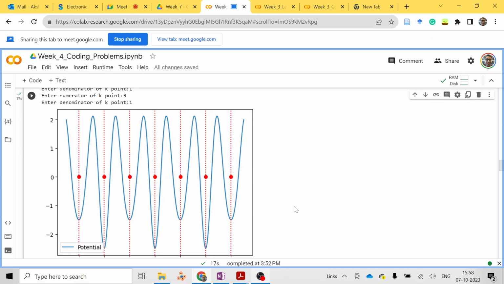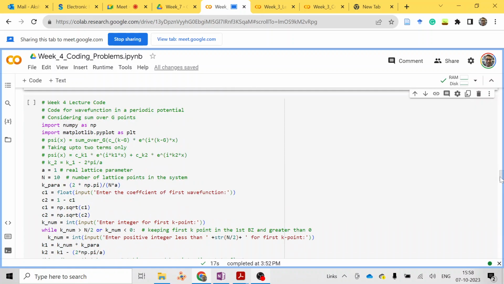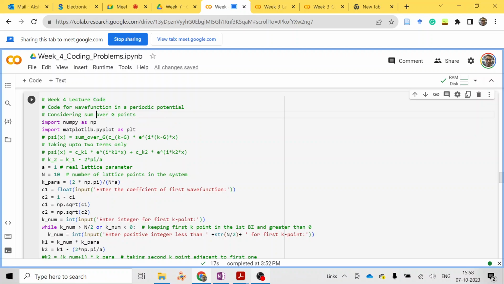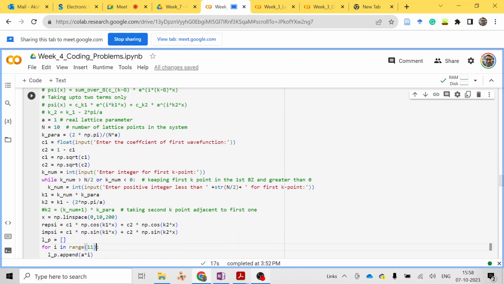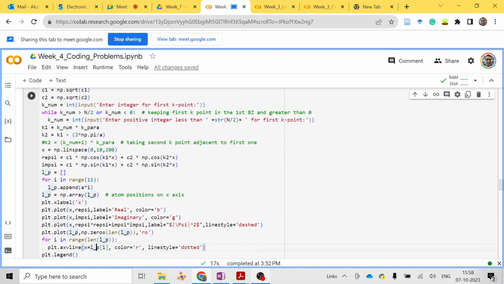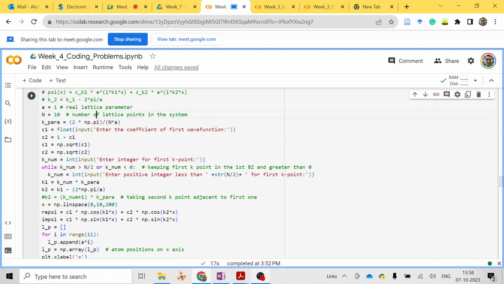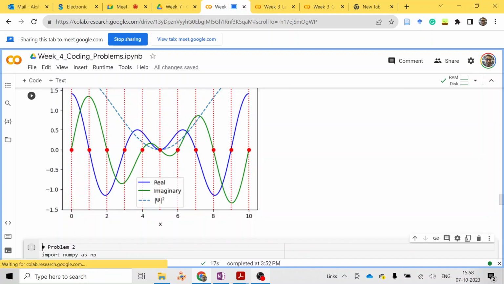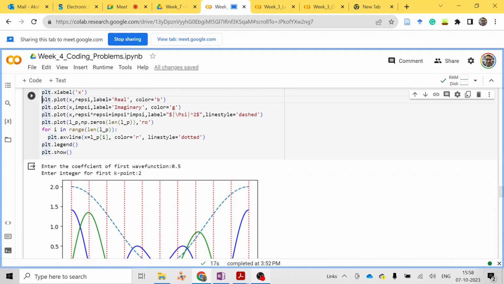Alright, the code that I have written is based on the week 4 lecture code. You can go through it yourself, and as you remember, it was a summation over G that worked. The thing that I have changed for this problem is that I have just modified this lecture code to solve this problem.